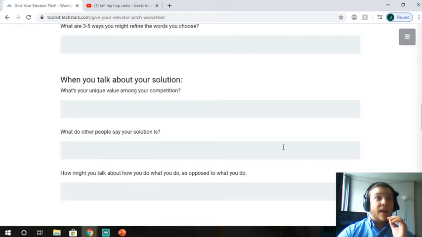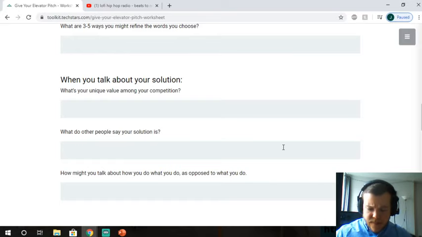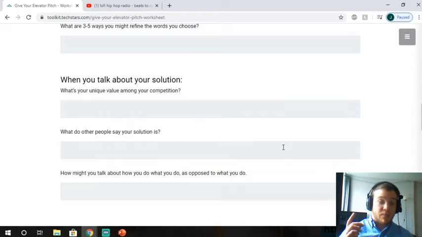And then the final question there: how might you talk about how you do what you do as opposed to what you do? How you do it versus what you do. This was really well explained in the session we did yesterday, in the branding session, as well as in session 5, position your product. When you're trying to position your product, how you do what you do is the important part versus exactly what you do. That's what's going to connect to the customer. How are you going to solve my problem for me? So those are the questions for talking about your solution.